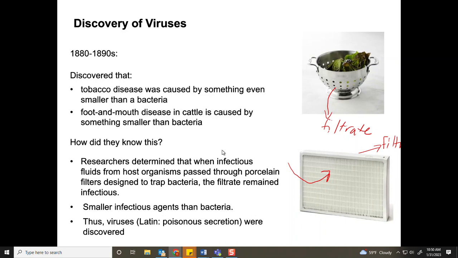So anyway, they did the same kind of thing with these infectious fluids. They put an infectious fluid through a filter, and so theoretically any bacteria would be trapped in the filter, but the filtrate was still infectious. So that told them there must be something smaller that can cause disease besides just bacteria, and thus the term virus was coined. It's a Latin-derived word that means poisonous secretion. So that's how we determined that something smaller than bacteria causes disease, and that was called a virus.